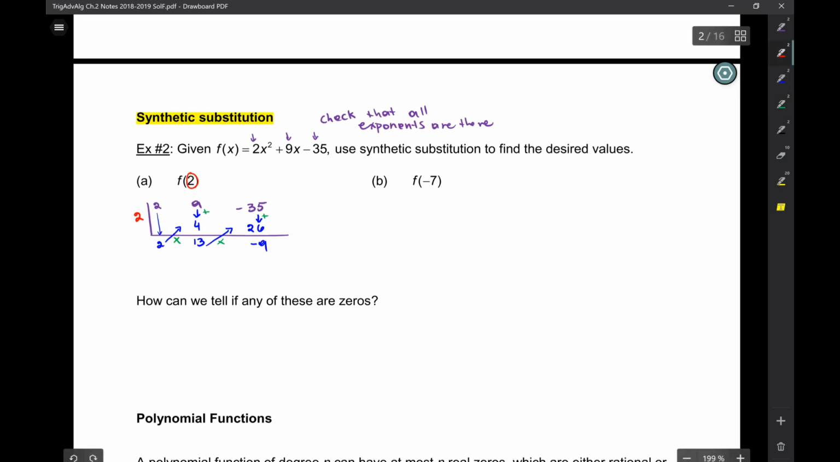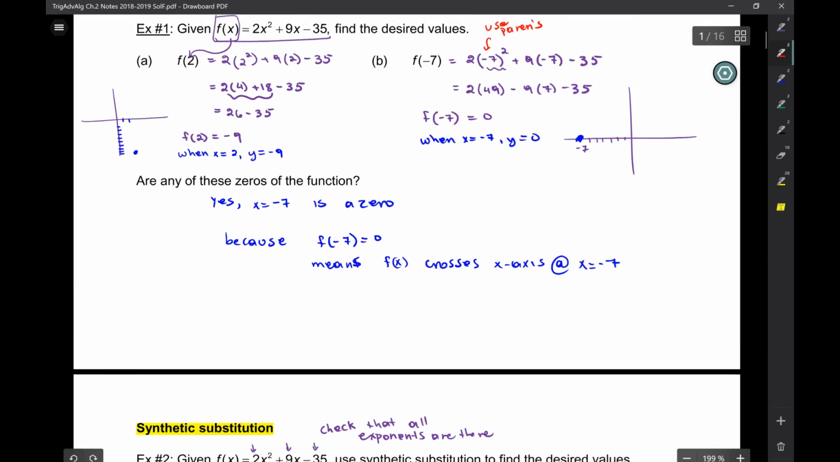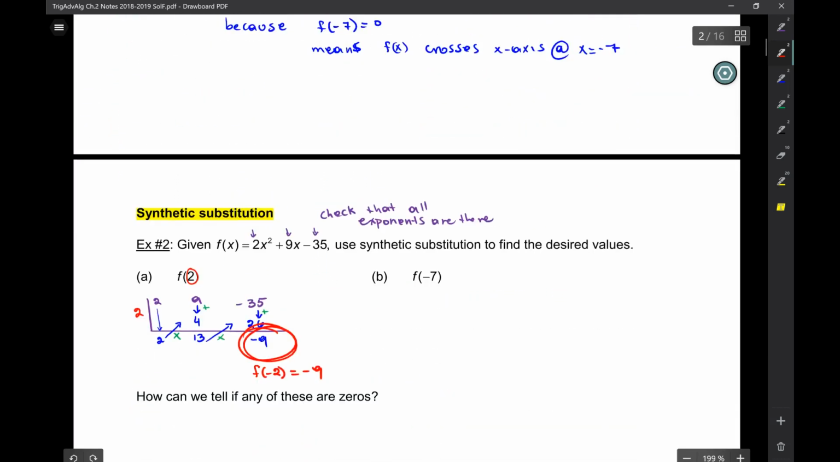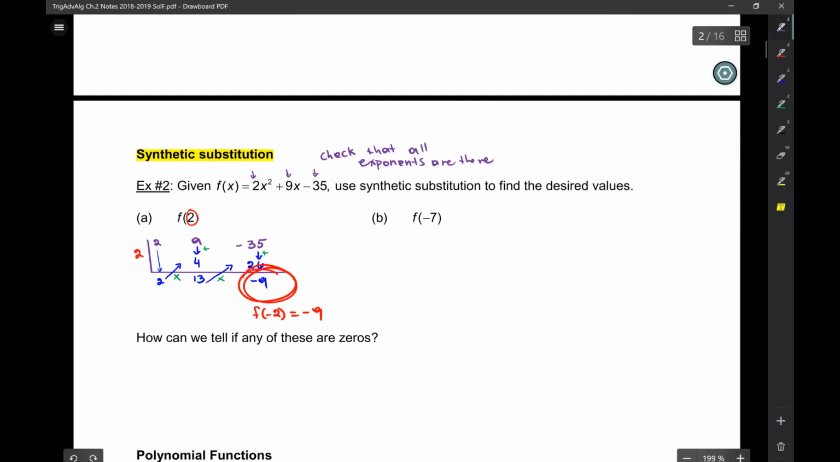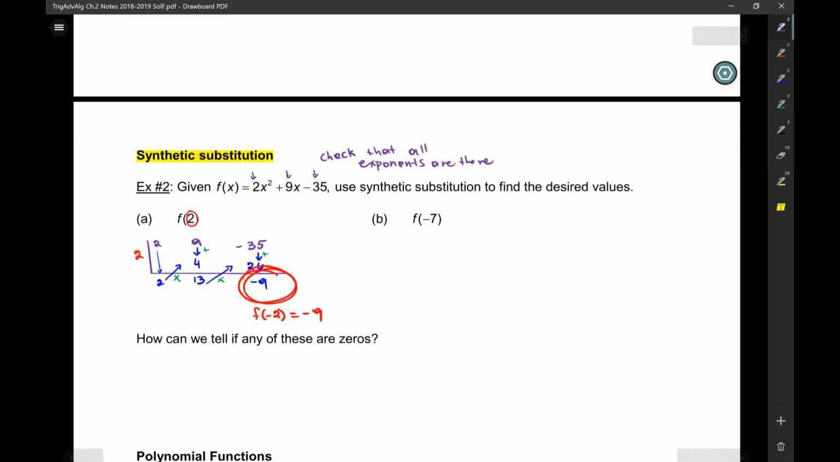So when you're doing synthetic substitution, this value here, that is f of negative 2. Right? Negative 9, that's what we got here, negative 9. All right, so let's do that next one. Oh, I'm sorry, f of positive 2. So let's do that next one. In here, we're going to put, again, the same coefficients. What goes out here on the left side? Negative 7. All right, same exact way.